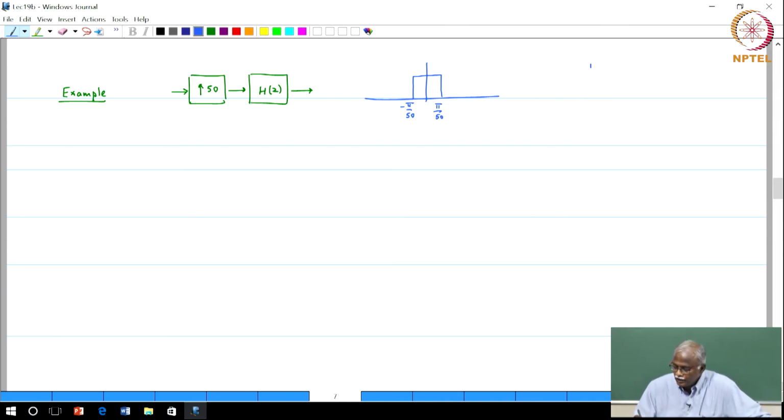So what I have to design will have a finite transition. This cutoff has to be pi by 50, but it has got a finite transition band. The transition band also has got where the pass band ends. Let us say that I have taken it to be 7 by 8 pi by 50.